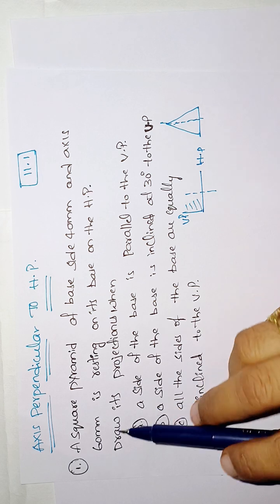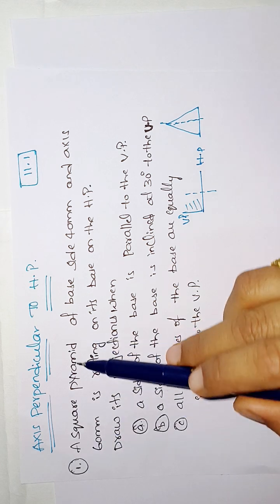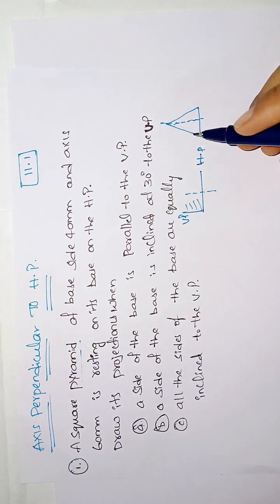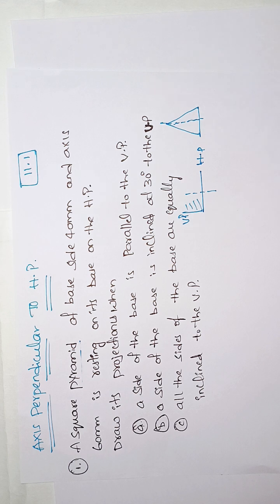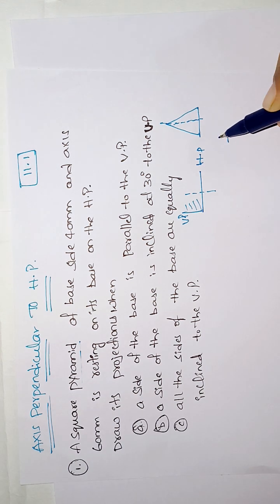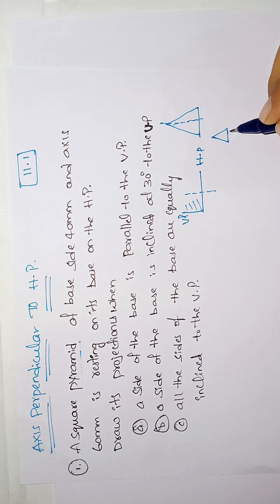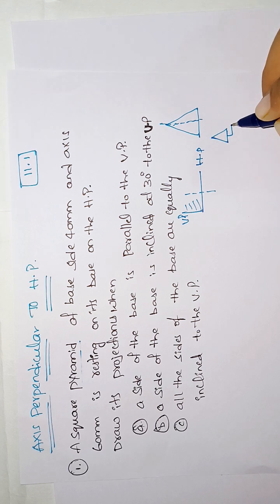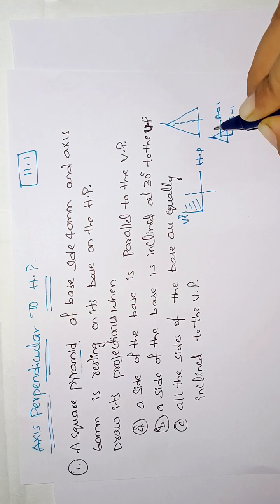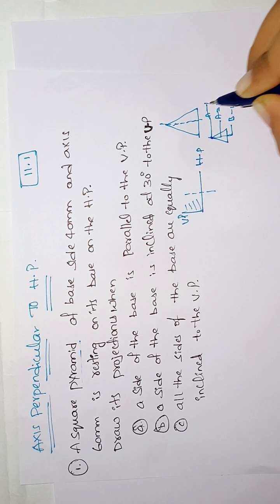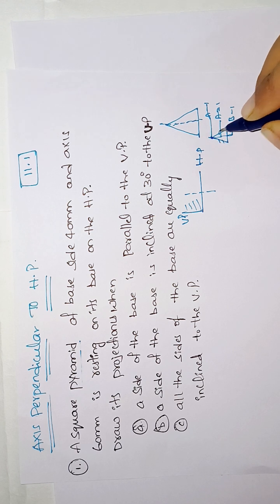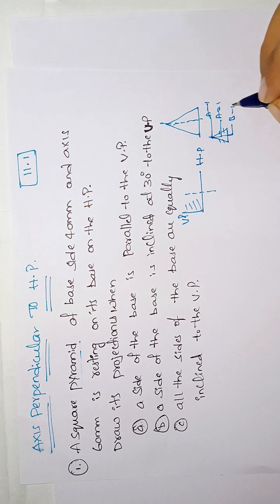So the question is given a square pyramid. Before that, you have to draw the pyramid, like a cone type. Pyramid rules and regulations: the base is one, the axis is one, the apex is one, and the faces of the pyramid are triangular faces. These are the rules and regulations of the square pyramid.